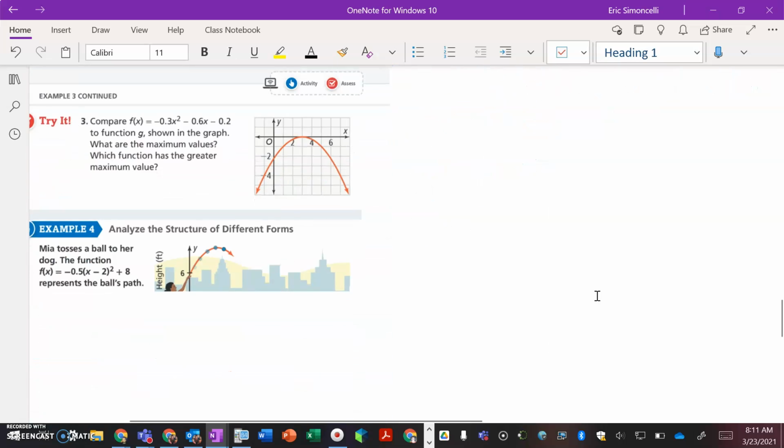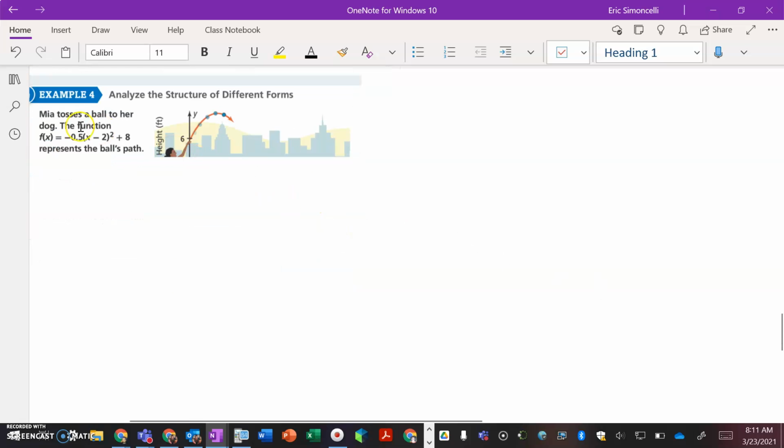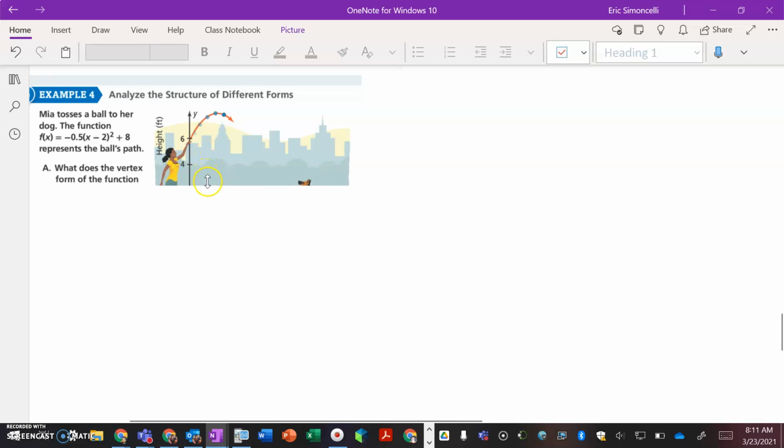For number 4, example 4, I'll go ahead and get you started. It says Mia tosses a ball to her dog. The function f of x, which is negative 0.5 times x minus 2 squared plus 8, represents the ball's path. And you can see the picture uncovered. Now, what does the vertex form of the function tell you about the situation?